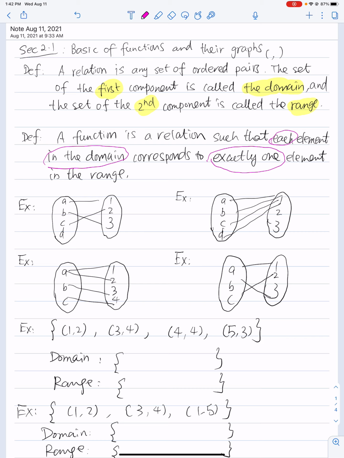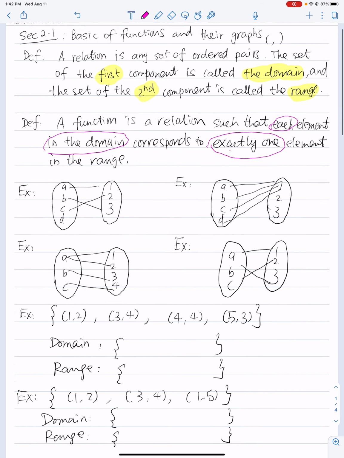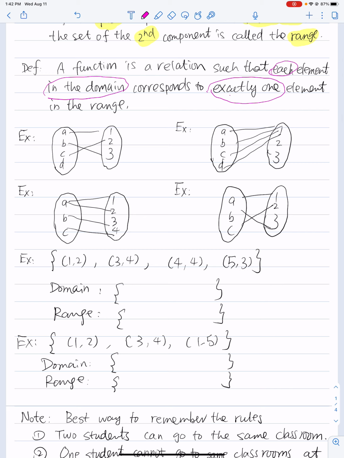And a function is a relation such that each element in the domain corresponds to exactly one element in the range. Okay, so this is where I use the pink circle, and these are very, very important. These are the tricky things of the definition of a function. Let's look at six examples. Which one is a function?